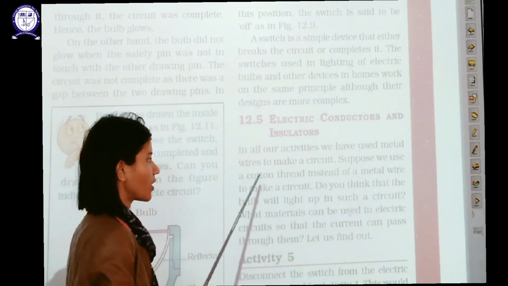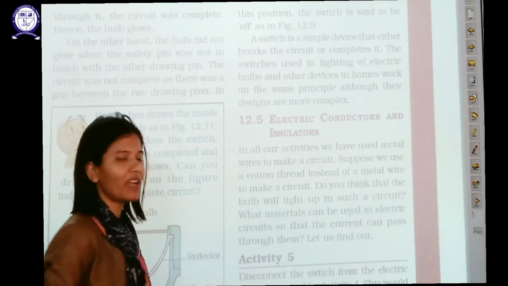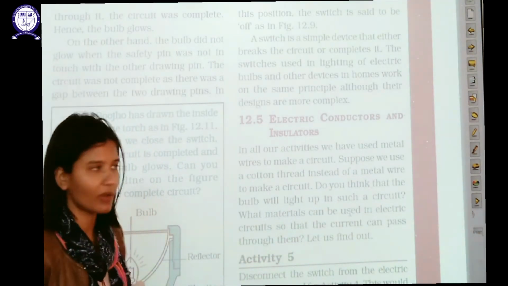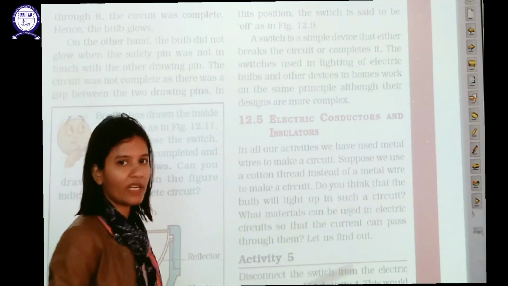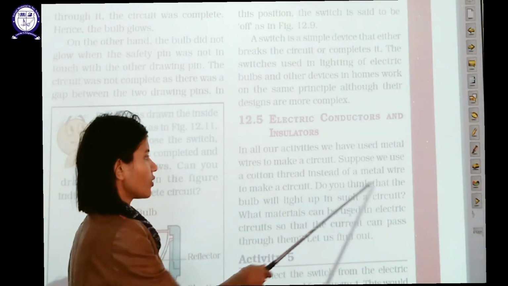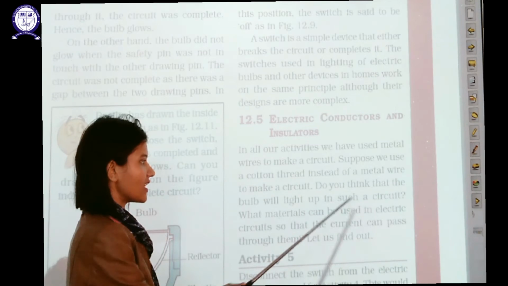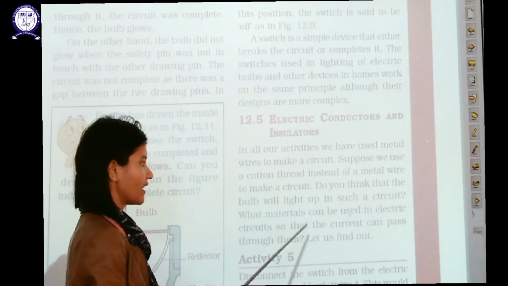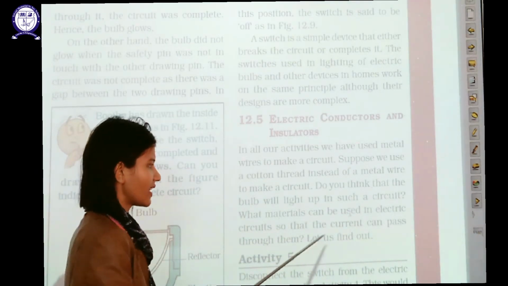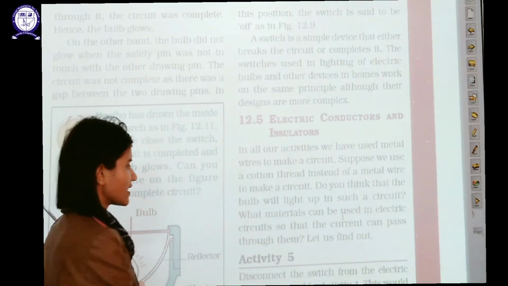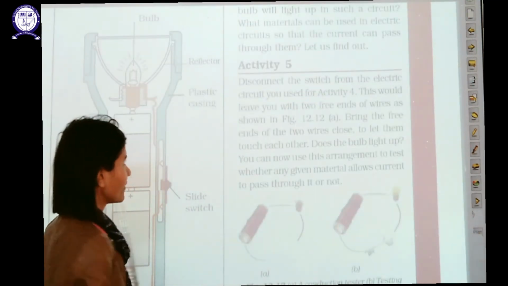Suppose we use cotton thread instead of metal wire. What will happen? The circuit will be incomplete because cotton is an insulator. Do you think that the bulb will light up in such a circuit? No, it will not. What material can be used in an electric circuit so that current can pass through them? Let us study this in activity number 5.